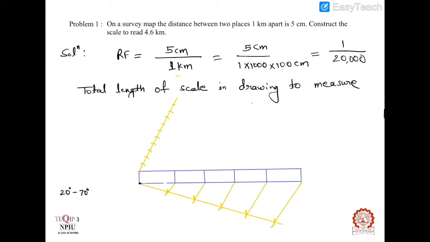Okay, now join this last arc from this point, and by using the roller scale you have to draw parallel line to this one. Okay, in this way we can divide this first part into 10 number of equal parts.